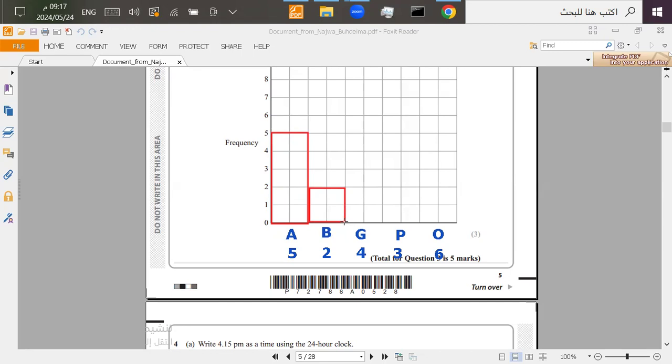Grape goes till 4. Peach goes till 3. And the last one, orange, goes till 6. And this is the bar chart for the information that we have on top. Now let's move on to the next question.